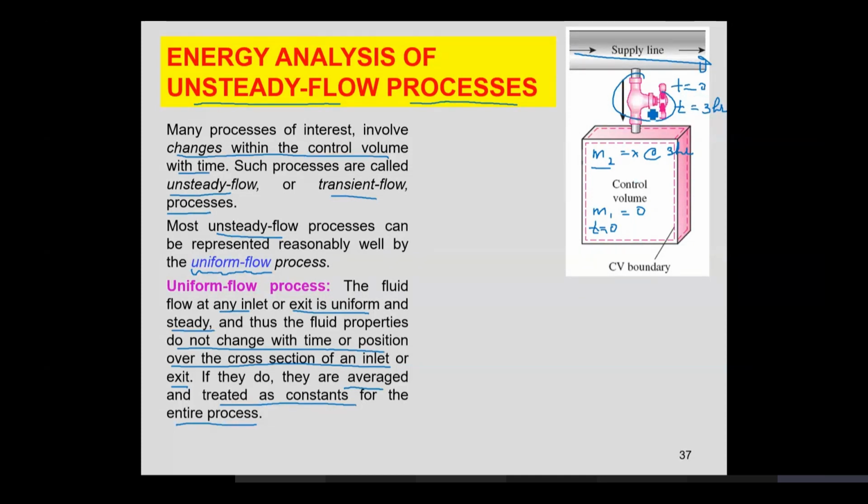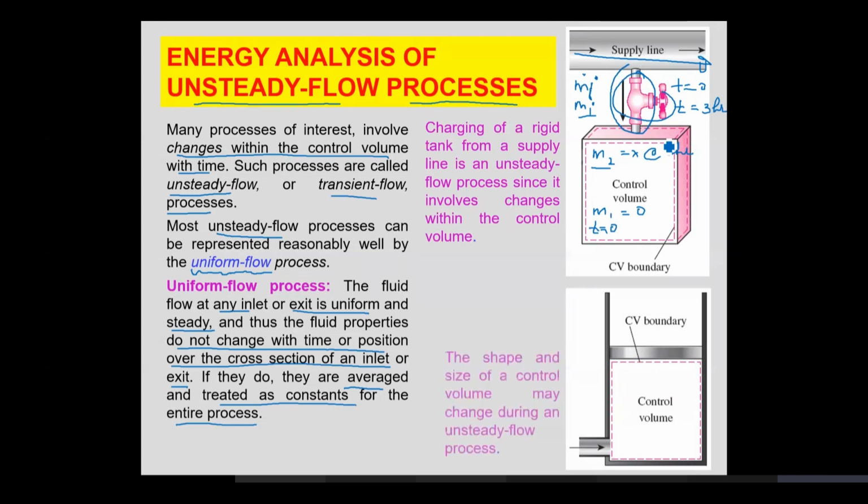However, the mass flow rate coming into the system through this valve remained constant, m dot i. Sorry, since we don't have an exit, I would represent it by i as an inlet. This remained constant throughout the 3 hours. So we are assuming that this mass coming into the system is coming under steady state conditions. However, the properties within the control volume may change.